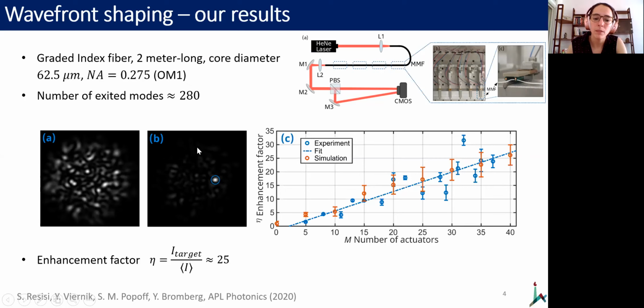This is the first experimental demonstration, as far as we know, of such a method for wavefront shaping. We also showed that the enhancement depends on the number of actuators, like we see in this graph here. We used an increasing number of actuators and saw an increase in the enhancement, which we define as the intensity of the speckle relative to the average intensity.